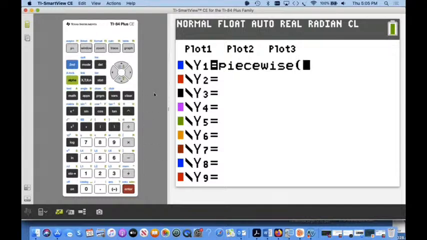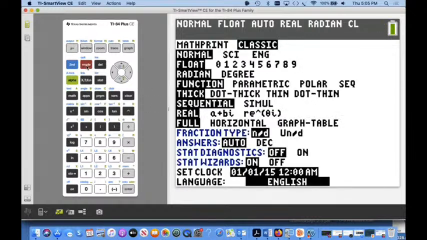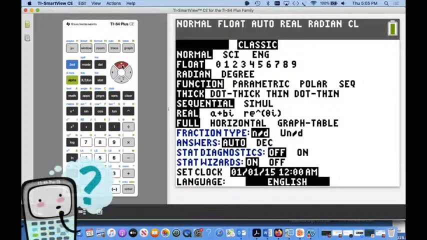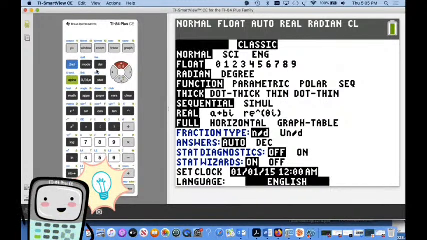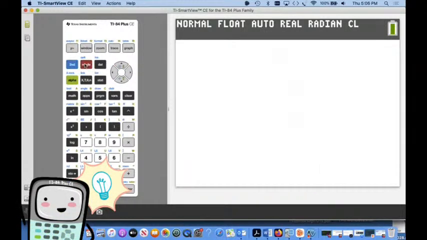You're in classic mode, Tom. That's right. Okay. So one thing about using the 84 CE, it does matter what mode you're in if you're wanting to use that piecewise function. I just wanted to make sure people realize. That's right. This is one of those you did on purpose. You were testing me. Yeah. I think that's what you were doing. You were testing me. You were making sure that I was paying attention.